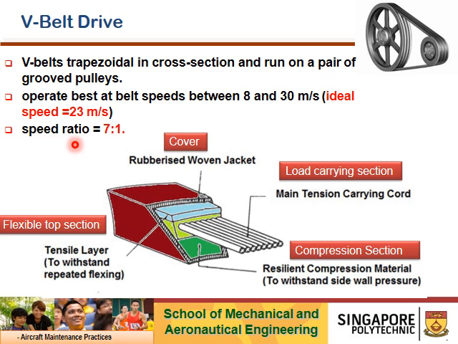V-belts operate best at belt speeds between 8 and 30 meters per second. Ideal speed is 20 meters per second at a speed ratio of 7:1. So this is a typical cross-sectional V-belt. You will have a cover, a load carrying section, a compression section, and a flexible top section. So this is a typical V-belt layout.